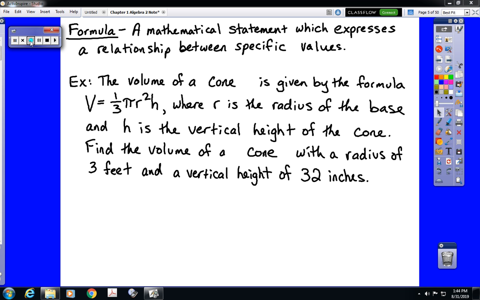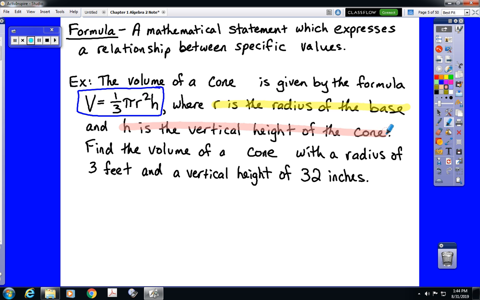Essentially what's going to happen is they're going to give you a formula in the problem, and they will expect you to use it. So our example says the volume of a cone is given by the formula, and then they give us the formula. The volume equals 1/3 pi r squared h, where r is the radius of the base. So we need to make sure we make a note of that. r is the radius of the base, and h is the vertical height of the cone.